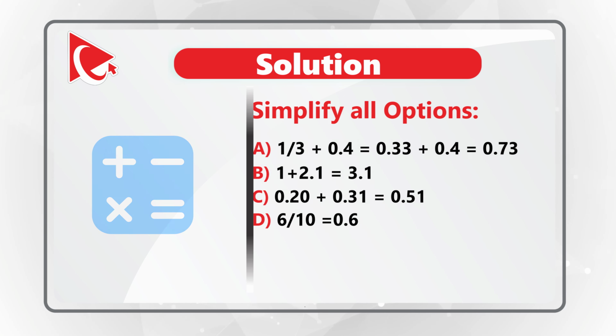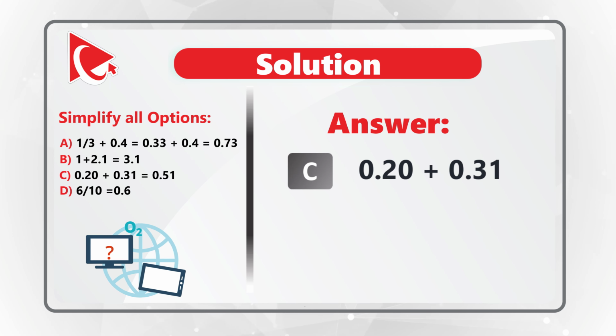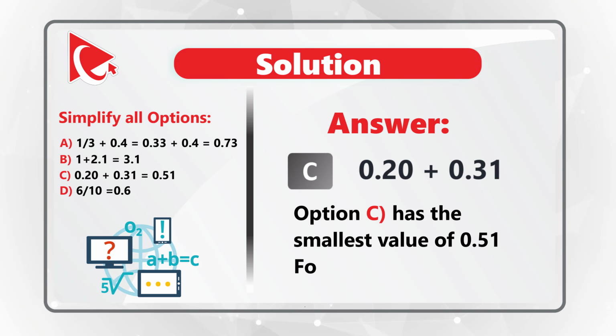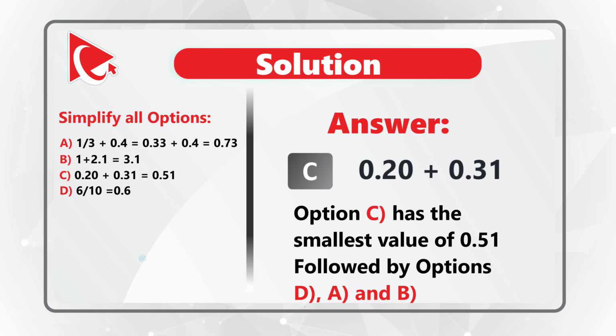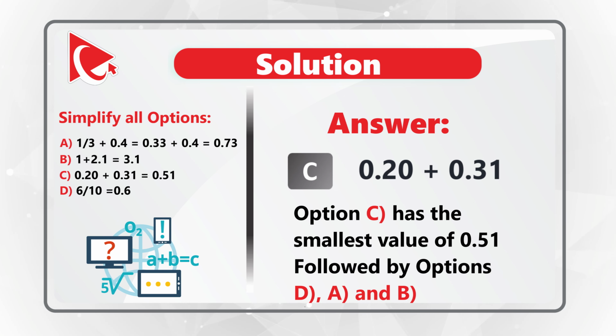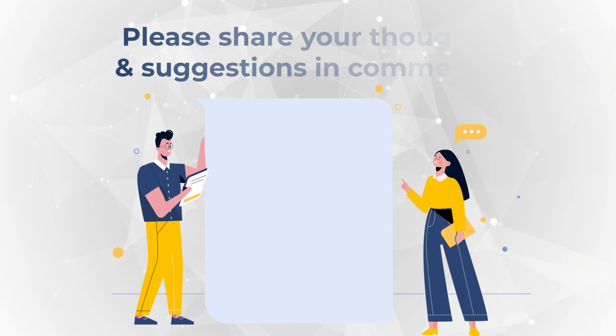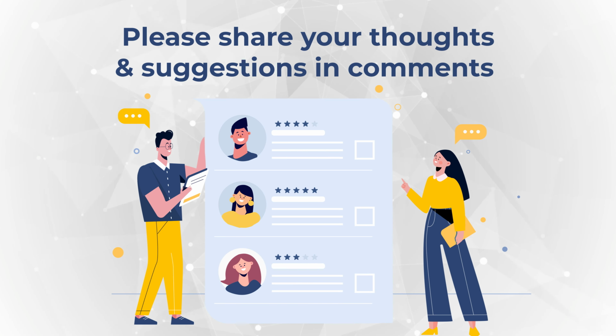Which means if you look at the answers, that option C has the smallest value of 0.51, followed by option D, A, and B. Was it challenging for you? Please share your thoughts and suggestions on how to better solve it in comments.